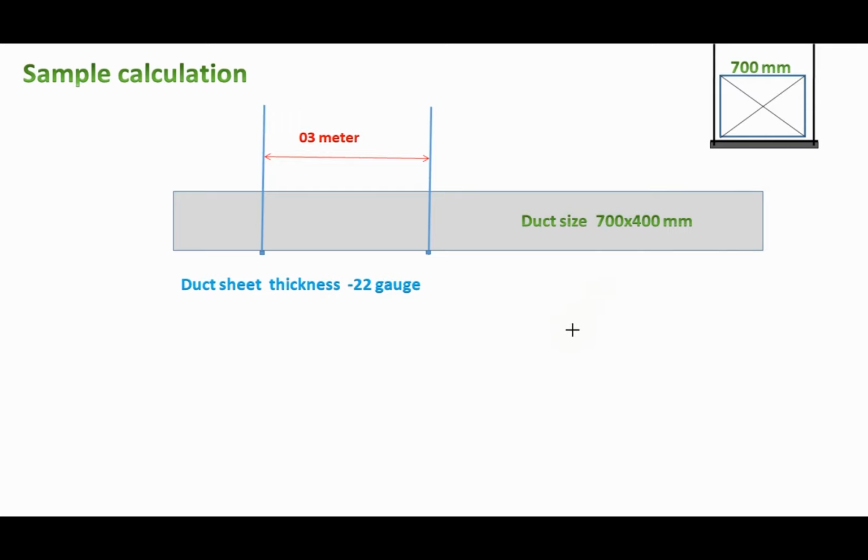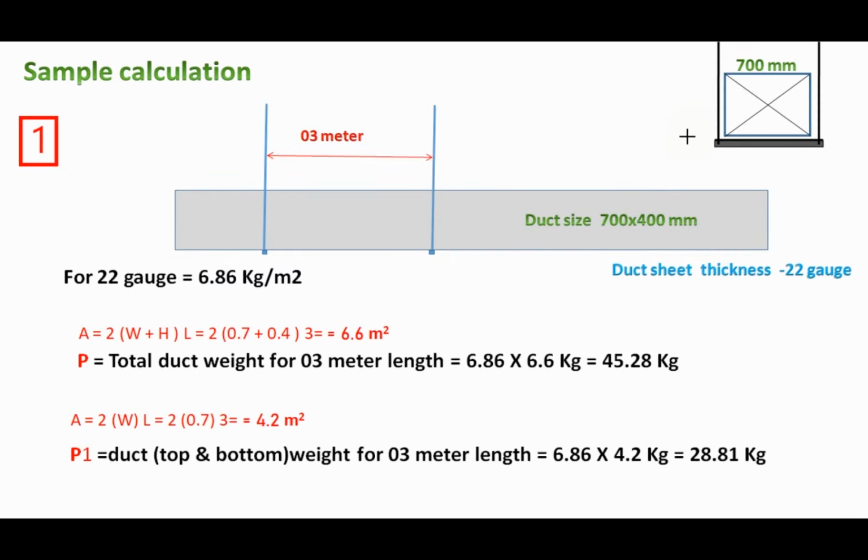Let us assume we have a straight duct having dimension 700 by 400 and the sheet used for the fabrication of duct is 22 gauge and the distance between two support is 3 meter. First, we will calculate the duct weight that will be supported by a single support. For it, we will take the duct length equal to the distance between two supports, which in our sample calculation is 3 meter.